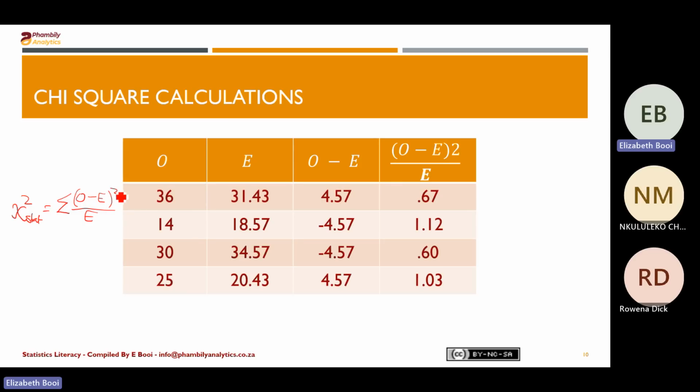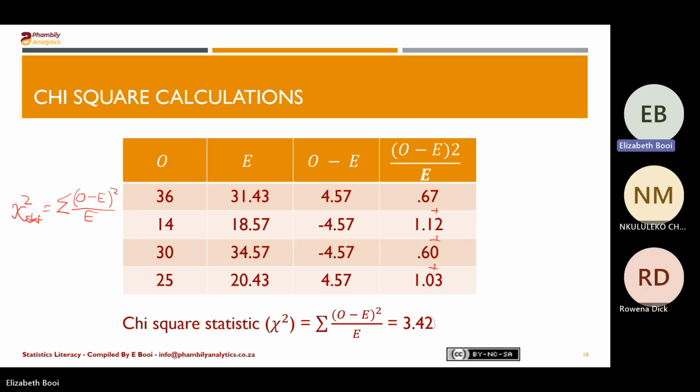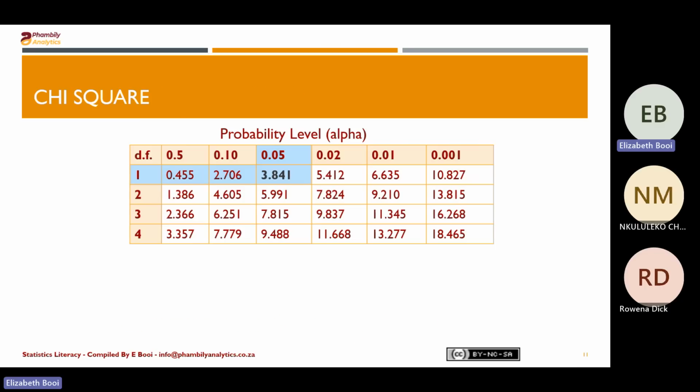So now I've calculated all the values. I'm going to add them, because this is the summation. When I add all these values together, I get 3.42. And that is my chi-square test statistic. From here, I can then go and make a decision.